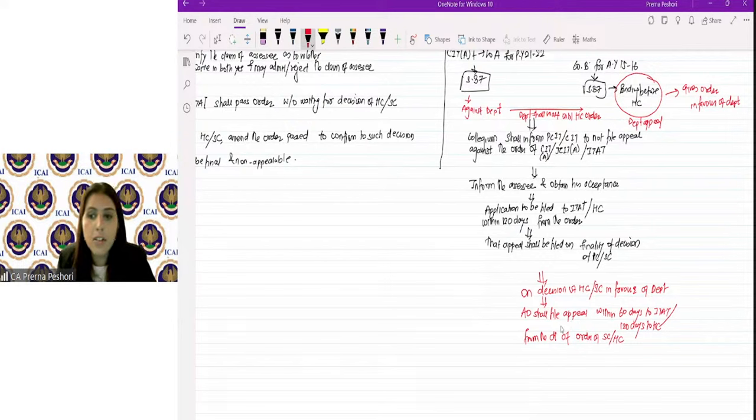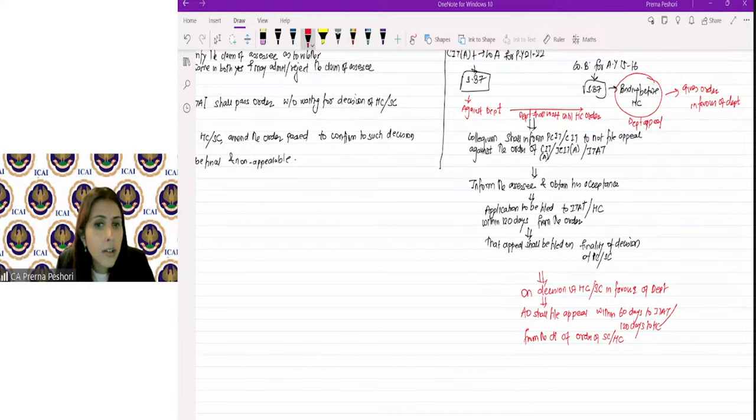Yes, students, is this clear? Yes, very good question. During such period, whether interest on tax liability continues or gets waived off. That is a very, very good question. Whether the interest during that period continues or is waived off is required to be seen from the perspective of Section 234A, B and C.